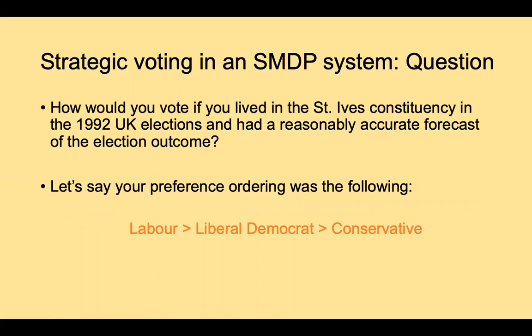So let's do a little exercise. The question that I want to ask you is, in a single member system, this majoritarian disproportional system, how would you vote if you lived in the St. Ives constituency in the 1992 elections and had a reasonably accurate forecast of the election outcome? Now, your preference order is the following. You like the Labor Party most of all. You like the Liberal Democrats second of all. And you like the Conservatives third of all.